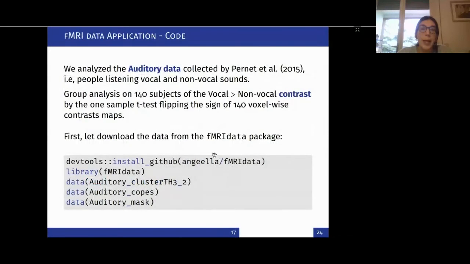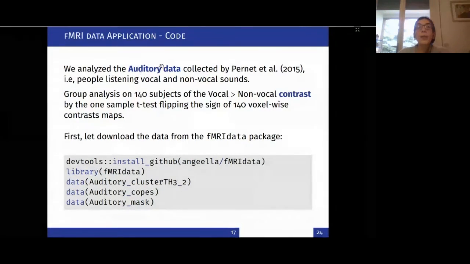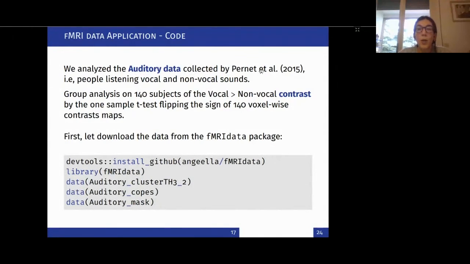And so we analyzed some fMRI data, the auditory data collected by Pernet and the other authors, where we have 114 subjects listening to vocal and non-vocal sounds. So we analyzed the contrast between vocal and non-vocal stimuli, and we flipped the sign of these 114 contrast maps. You can download the data using the fMRI data package that I put in my GitHub.